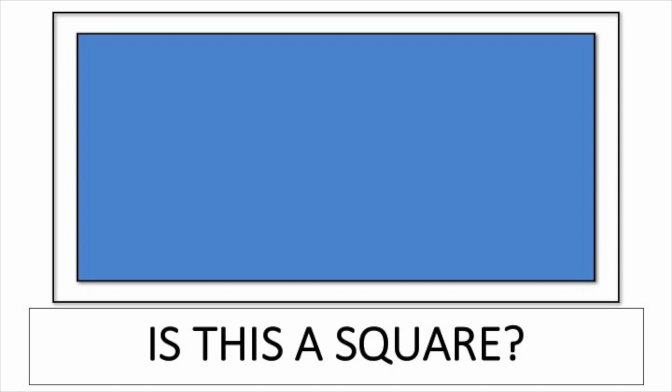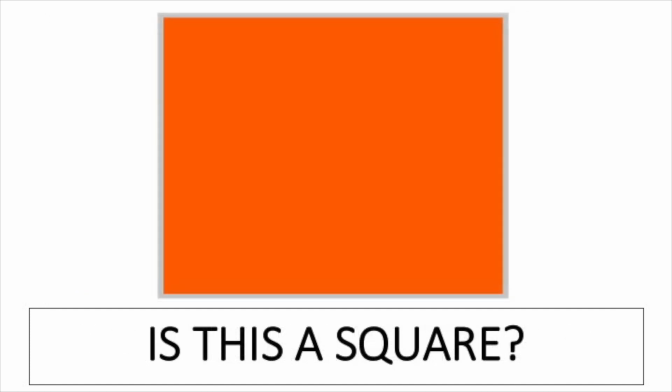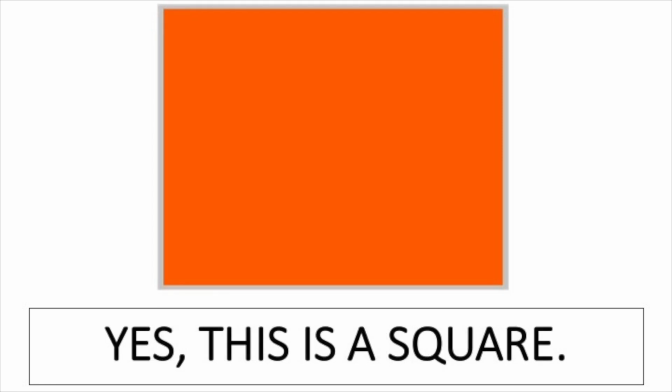Is this a square? No. This is a normal rectangle, yes. This is a rectangle because opposite sides, same length. Is this a square? Yes. Why? Perfect. That's how we tell a square. So we can say, yes, this is a square. What colour is the square? Orange. Well done, guys.